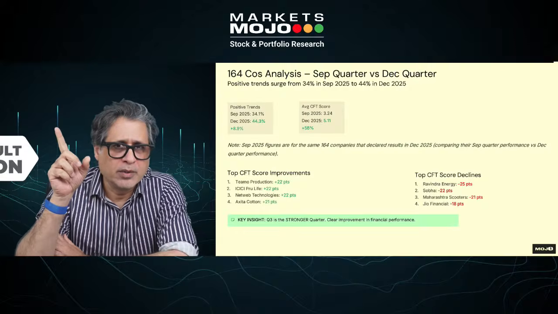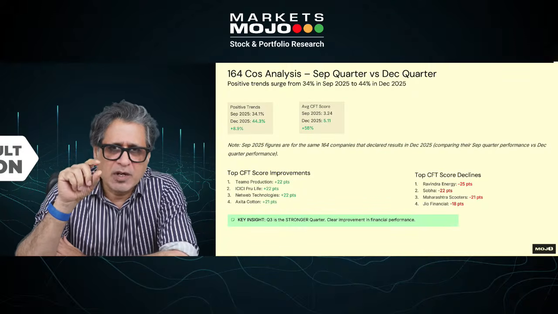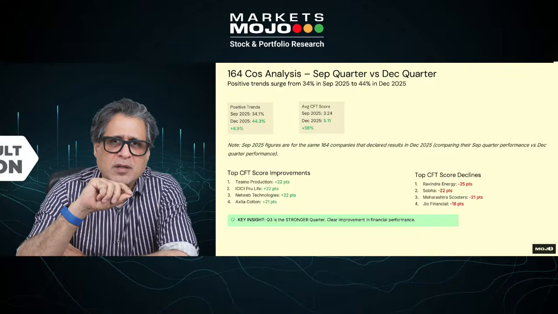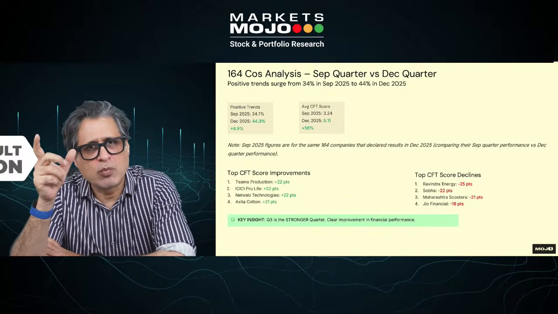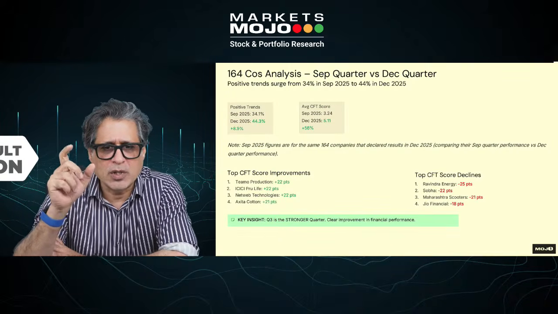Now this is a jump, right? So let me just tell you how this is relevant to an extent. A company's CFT score, if it is minus 10 and has become plus 12, that can also be a 22-point jump, right? These are not absolute numbers. These have to be compared to the last quarter.